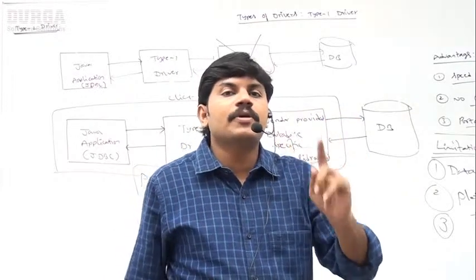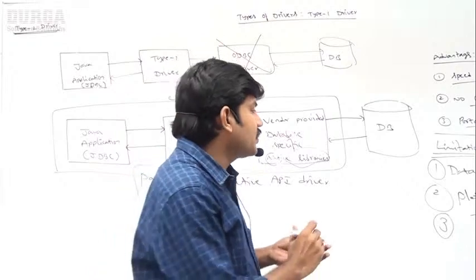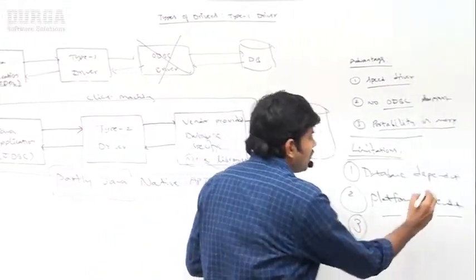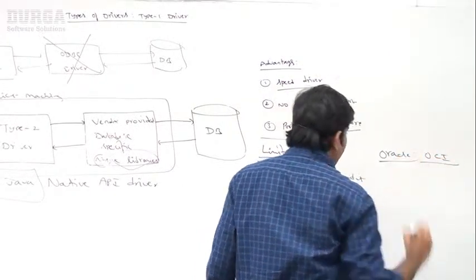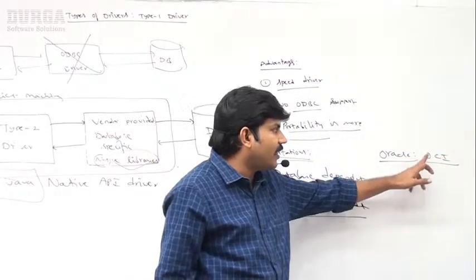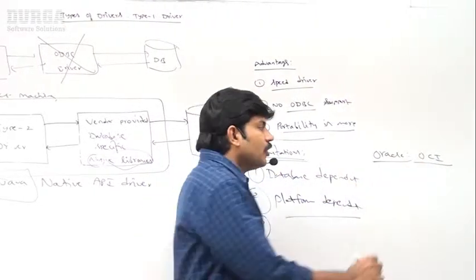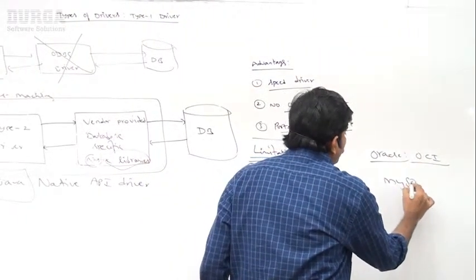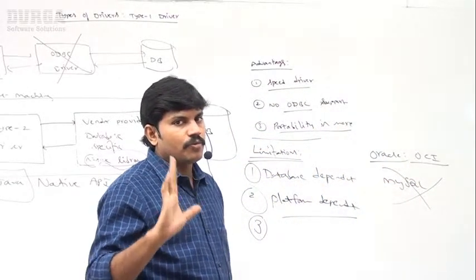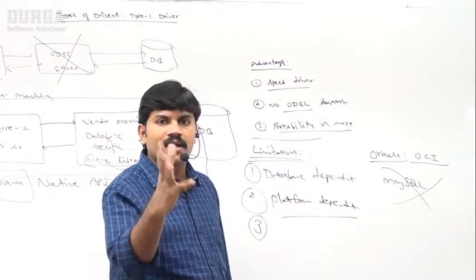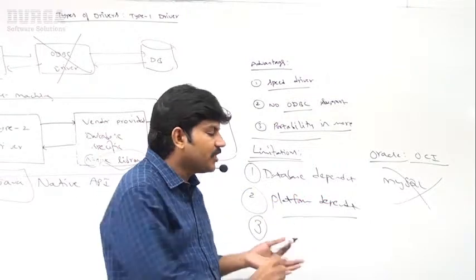Remember, the libraries Oracle people provide are called OCI libraries. Who is responsible to provide? Oracle people are providing OCI, Oracle Call Interface libraries. Remember this one. MySQL people do not provide any libraries. That's why Type 2 driver support is available for Oracle but not for MySQL database. Clear, right? So these are the limitations.